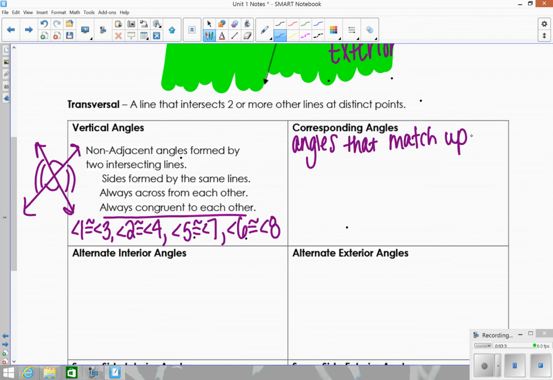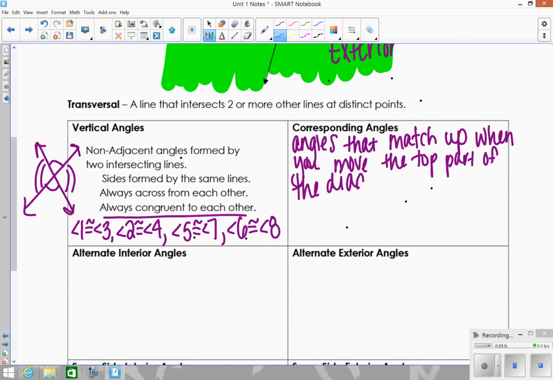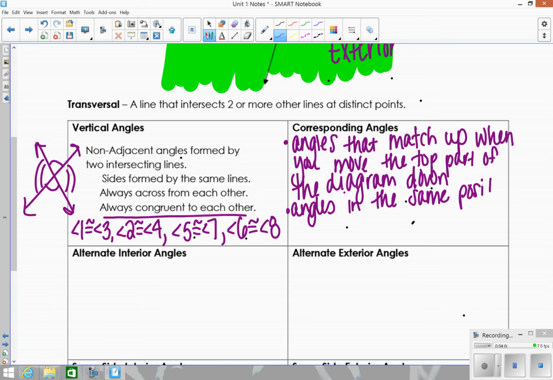where they're in the same position when you move the top part of the diagram down. And I'll explain what that means. The top part of the diagram down. So they're the angles that are in the same position. So that's another way to think of it. Angles in the same position. They correspond with each other. So if you correspond with something, they match up. They're in the same position.